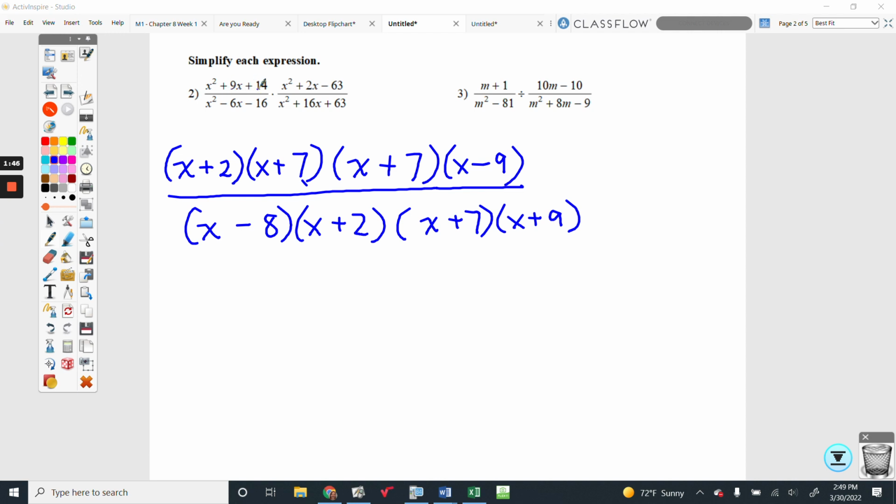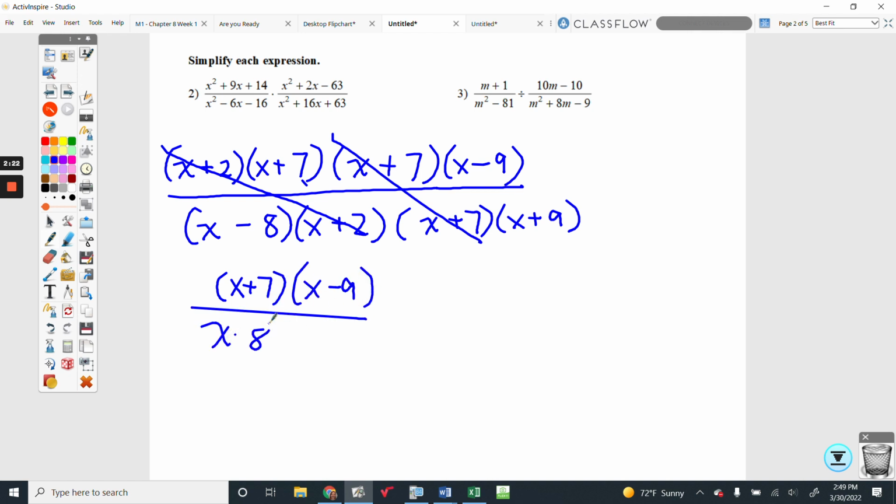So x squared plus 9x plus 14 factors into x plus 2 and x plus 7. X squared plus 2x minus 35 factors into x plus 7 and x minus 5, and so on, and this x plus 7, x plus 9. And so my final answer will be, how many things can I cancel? Let's ask that first. Yes, it is 2. So I cancel here, I cancel there. Nothing else can cancel, nothing else is exactly the same. I have x plus 7, x minus 9 over x minus 8, and x plus 9. Okay, and that's that, no big deal.